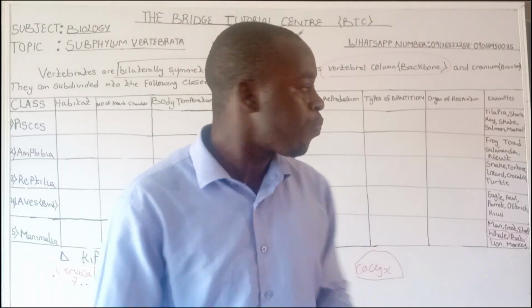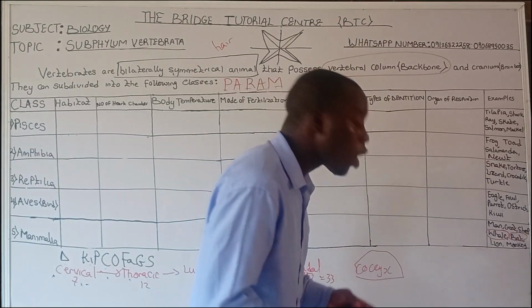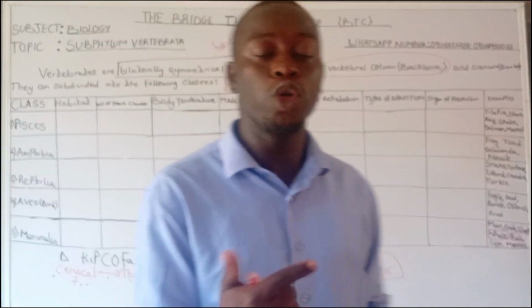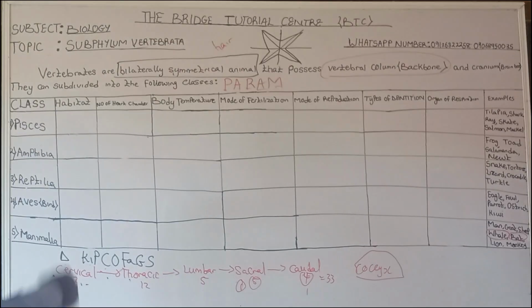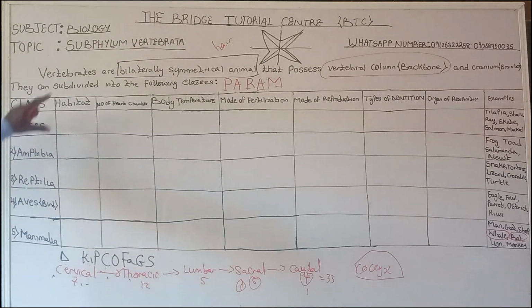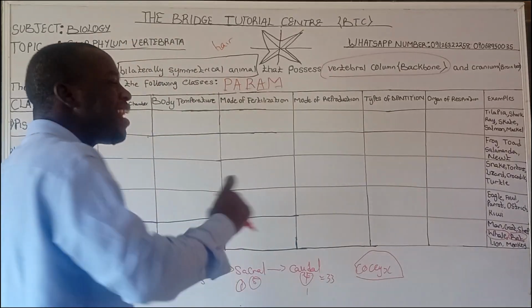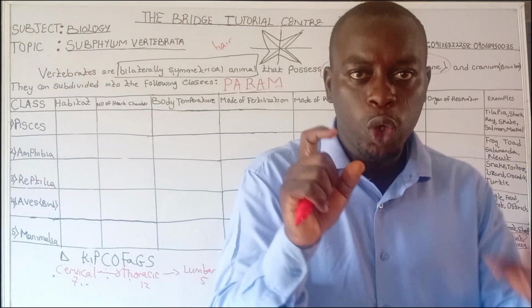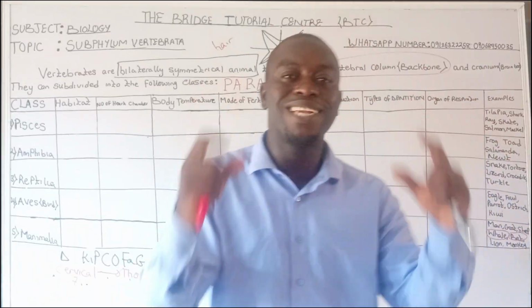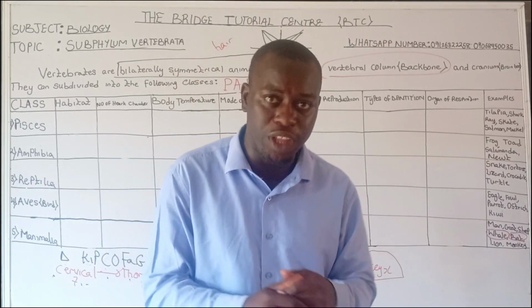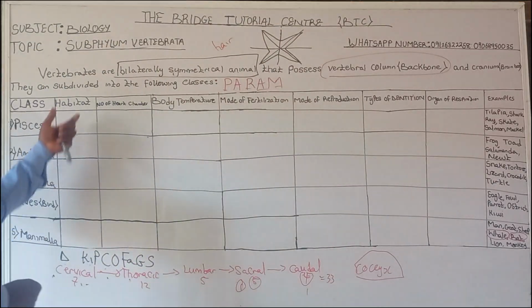We even have some mammals that can lay eggs. Those are the monotremes. We are still going to get there later. Now, back to our business, the characteristics. These are the 7 most commonly asked characteristics. So you have to understand and memorize each and every one of them. Now, let's start from the first one, habitat.